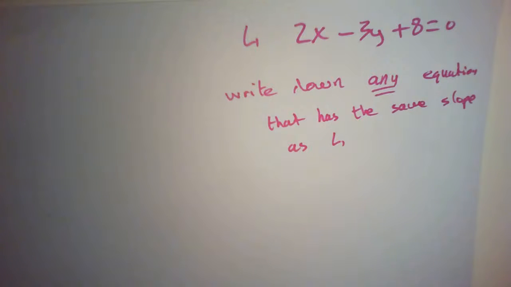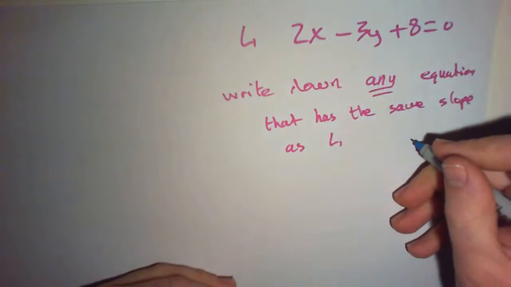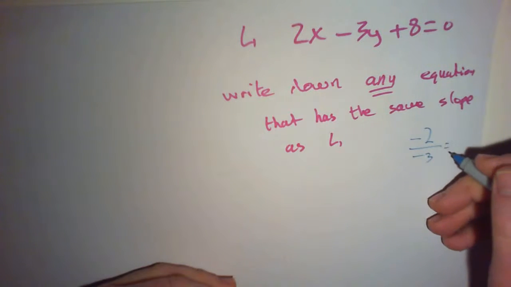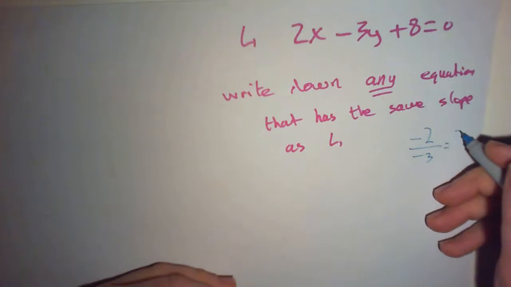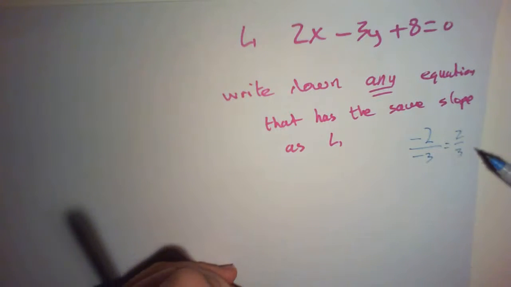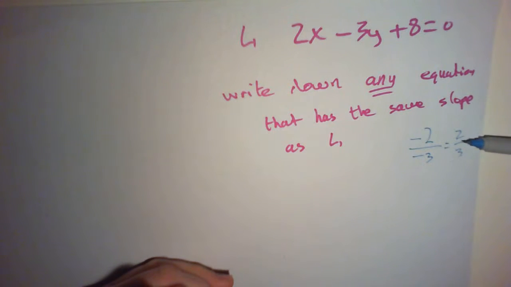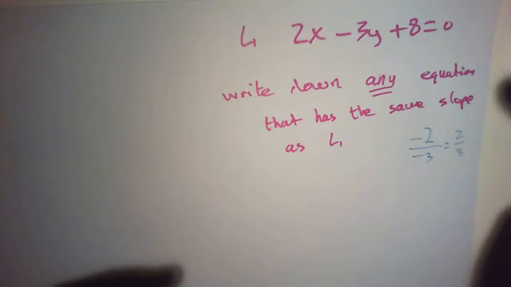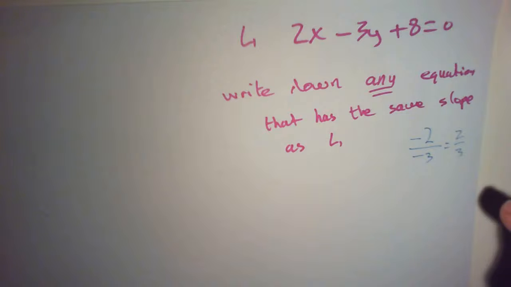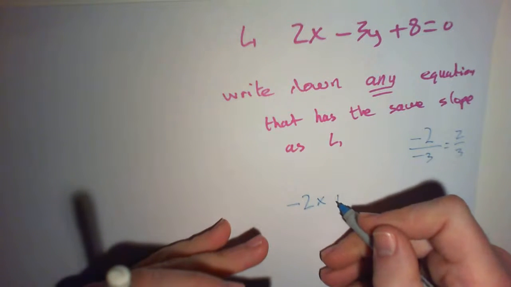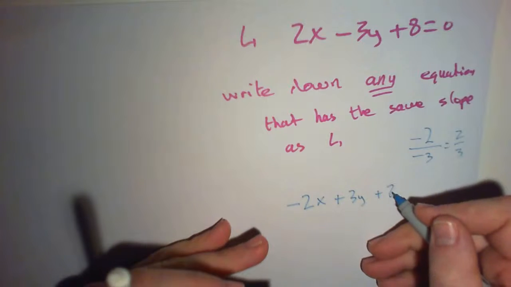If that's positive, it's going to be the negative coefficient of x over the coefficient of y. So it's going to be 2 over 3. So basically, we want any equation where the coefficient of x over y will give me a ratio of 2:3. That's really what we're looking at. You could just reverse things around. You could say minus 2x plus 3y plus 8 equals 0.